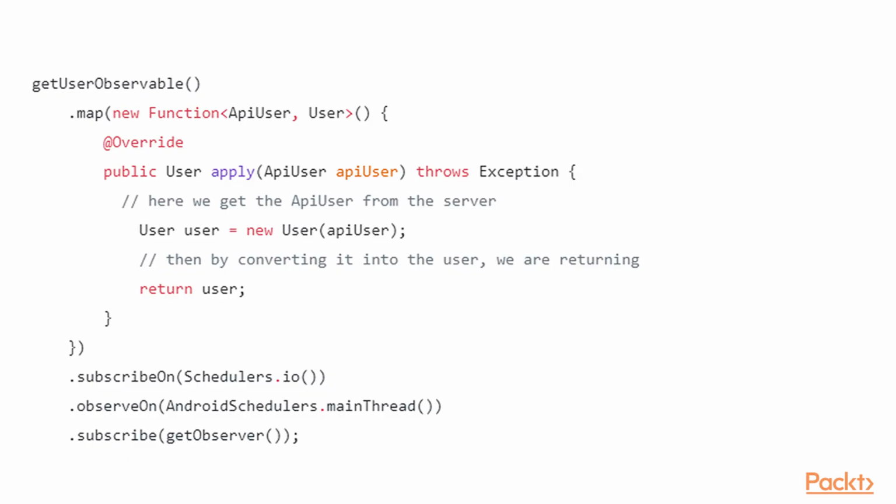So this is the code snippet. This observer will give us an API user object which we are converting into a user object by using the map operator. You can see here the .map operator function apply user, we receive API user and then typecast it into the user model. User is equal to new User(apiUser). Now it will always return user after applying this map operator.